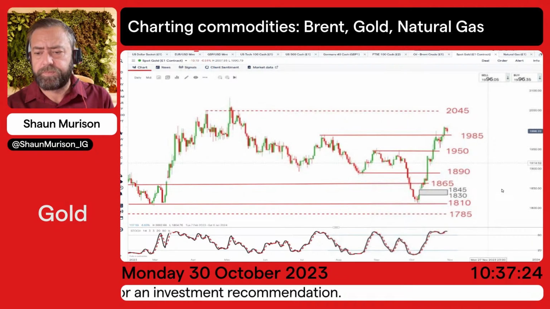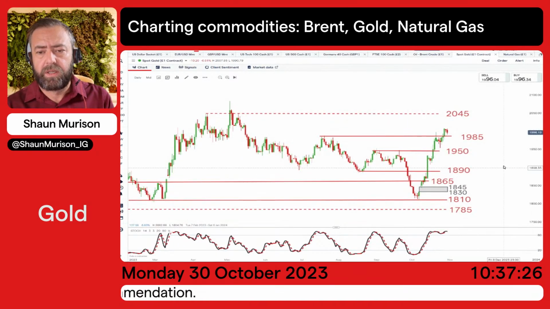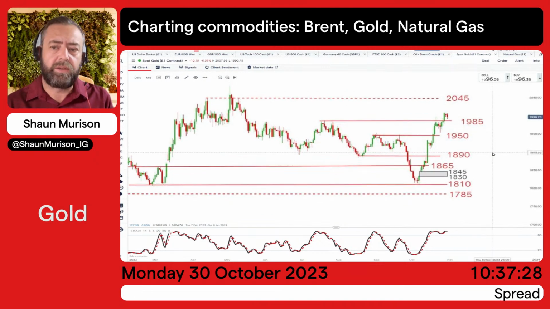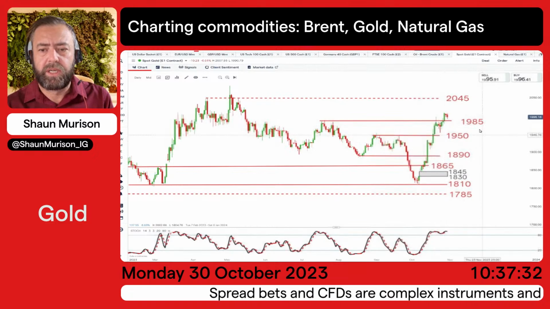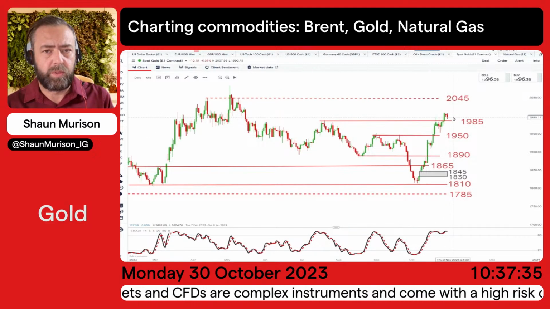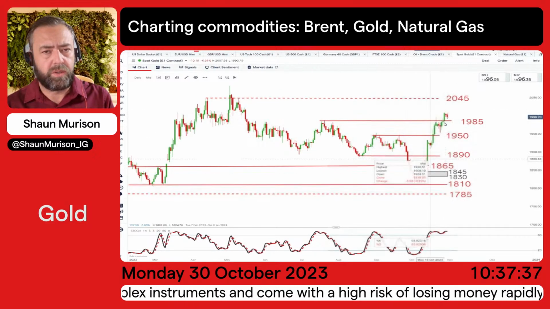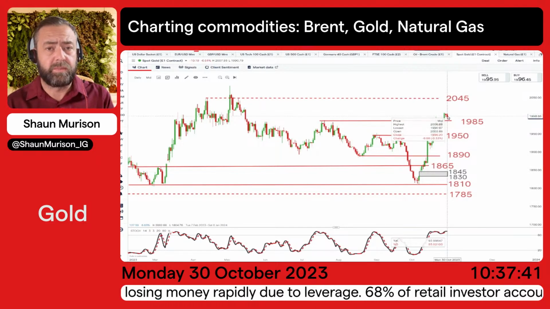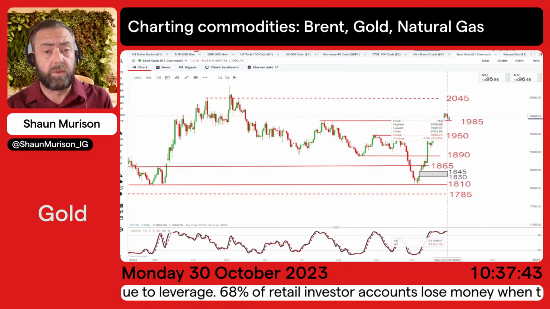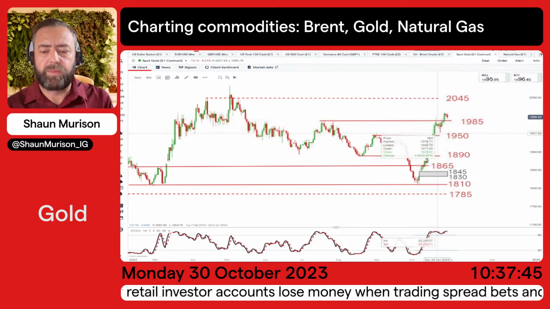Spot gold. We've had a break of that 1985 level. So we've had an upside break, and now we are in overbought territory, and we do look like we're having our first bit of a pullback. So I think there's quite a strong short-term upside momentum. Some safe haven demand from escalating tensions or a war in the Middle East at this point in time.